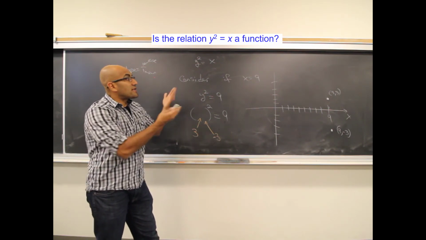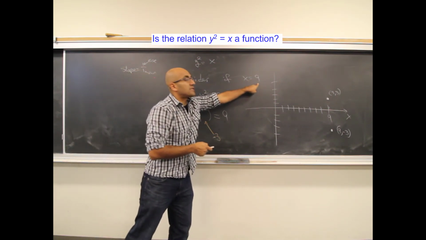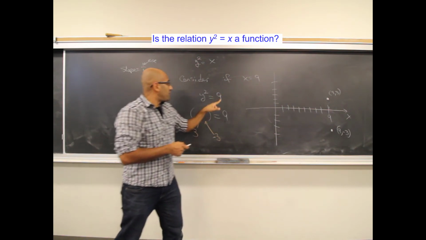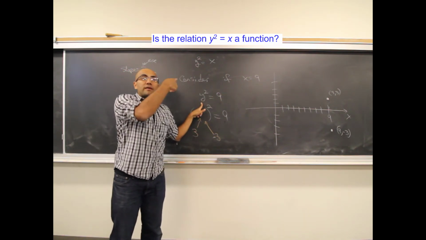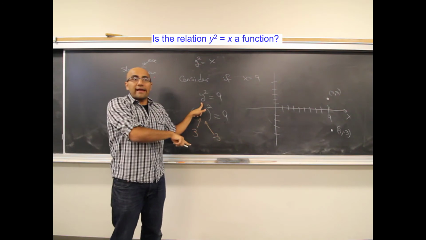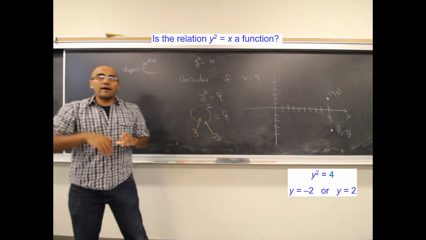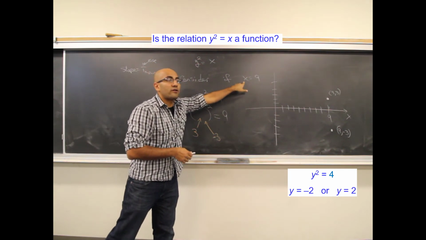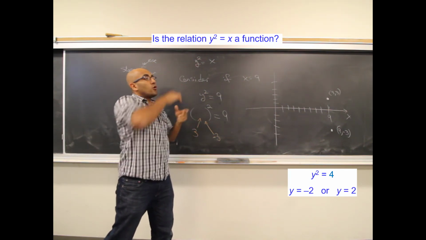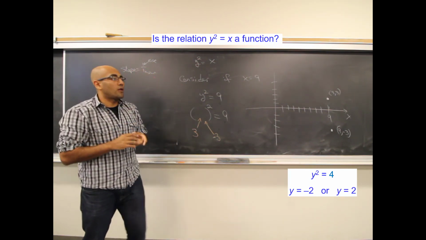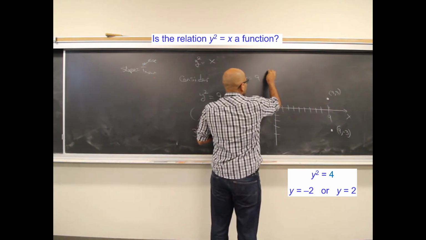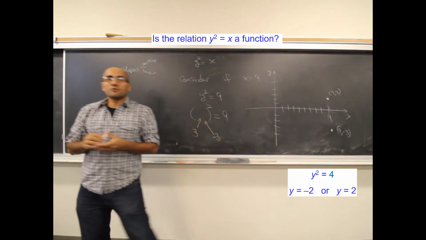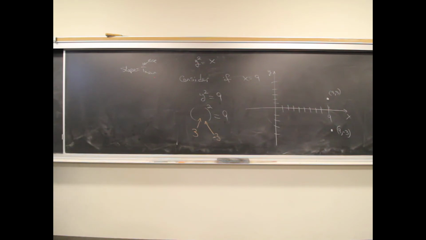Good? There's many other cases out there. What if x was equal to 4? If x was equal to 4, then y could be 2 or negative 2. So there's a lot of different situations where we would notice that one input value leads to 2 or more output values. It's no longer the graph of a function. Good? Any questions? No?